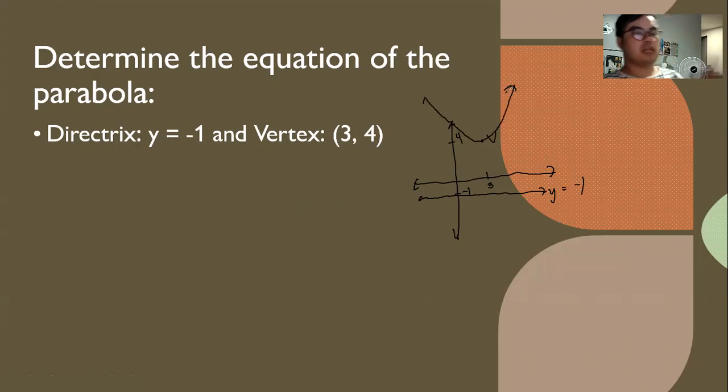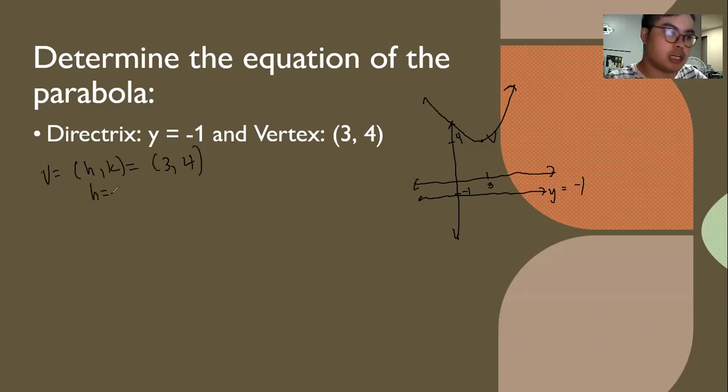So ito po yung itsura. So we can tell that this is a vertical parabola. So pag ganito ang questions natin, kapag yung directrix natin ay horizontal, ibig sabihin vertical ang parabola natin. Okay, so our vertex is equal to h and k. Then we're going to correspond it to 3 and 4. So our h is equal to 3, then our k is equal to 4.